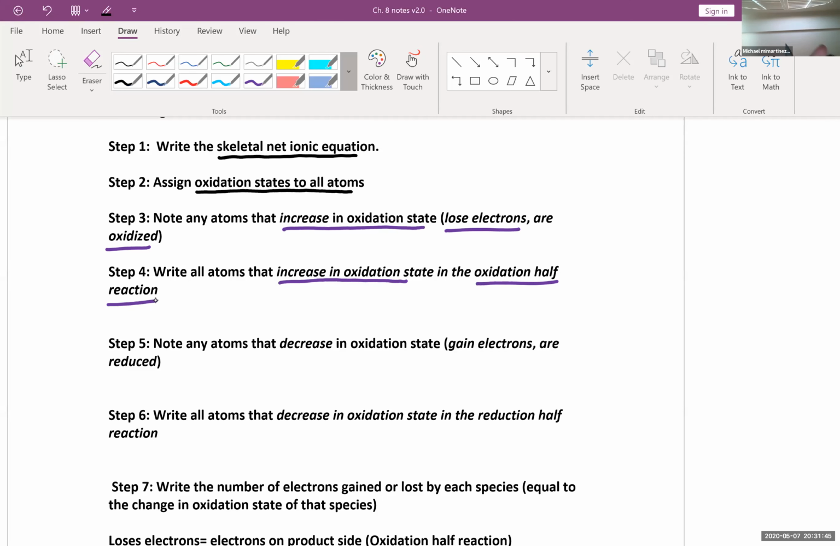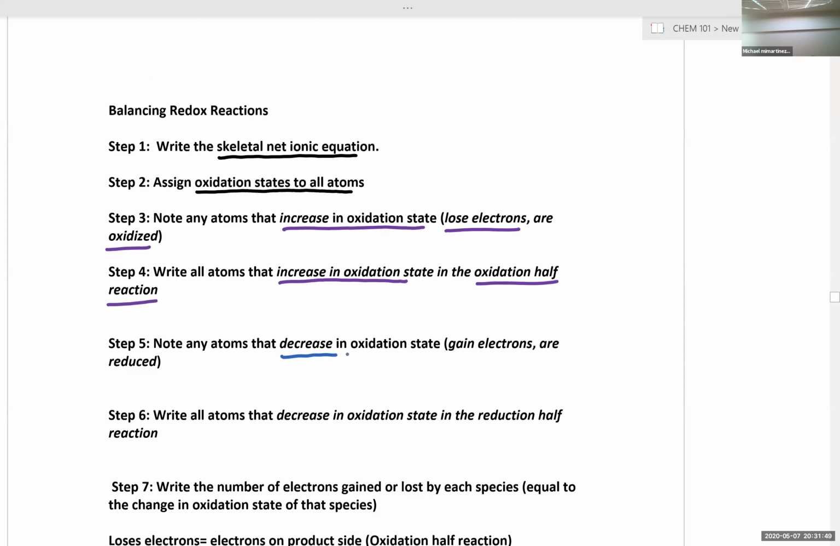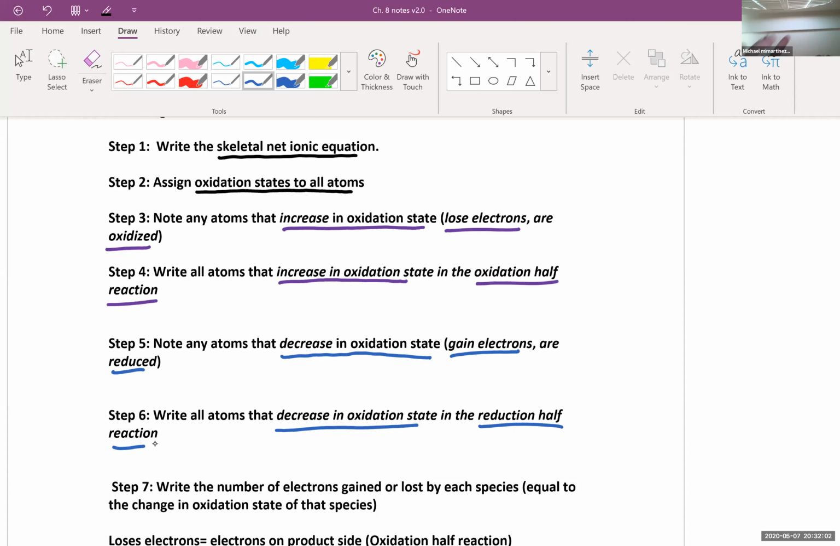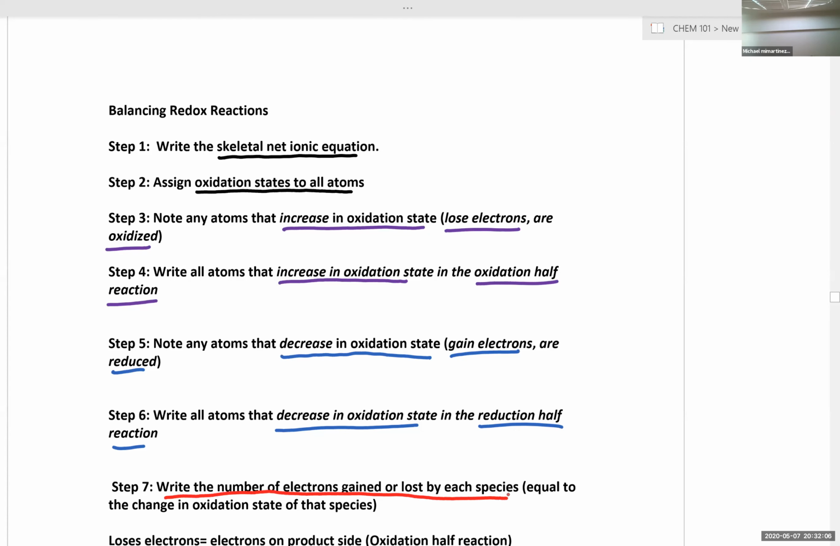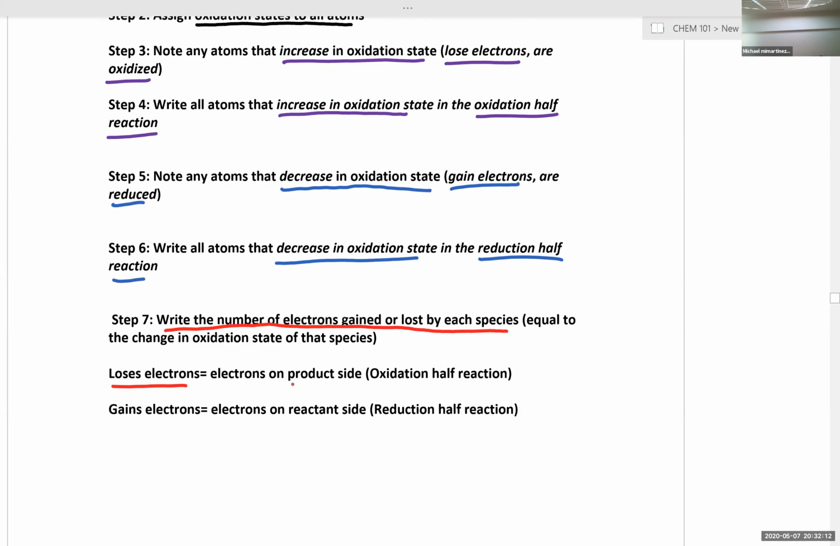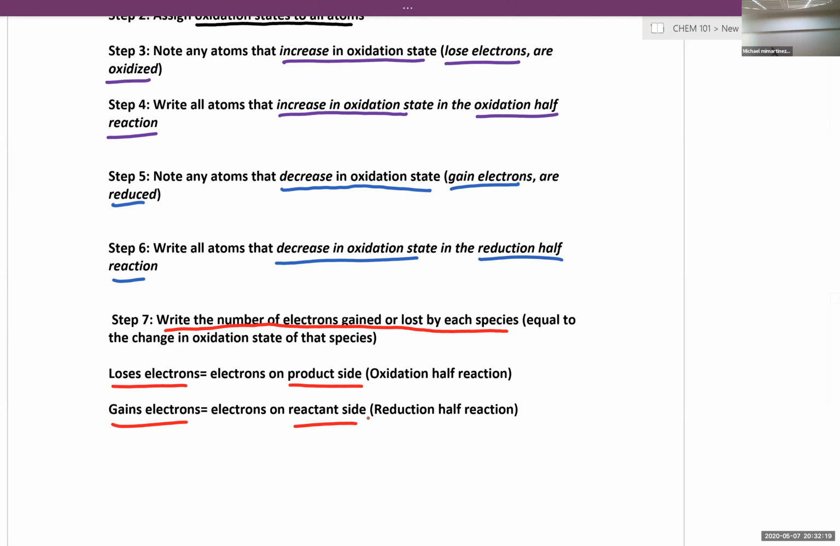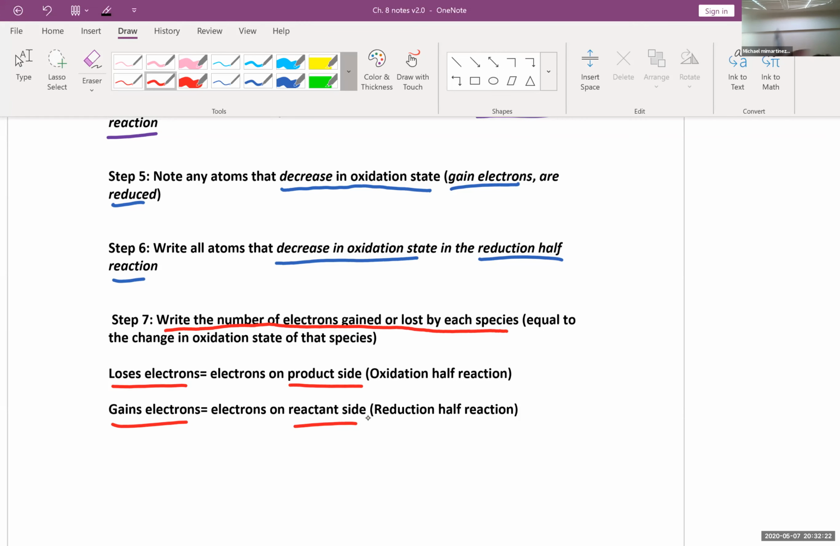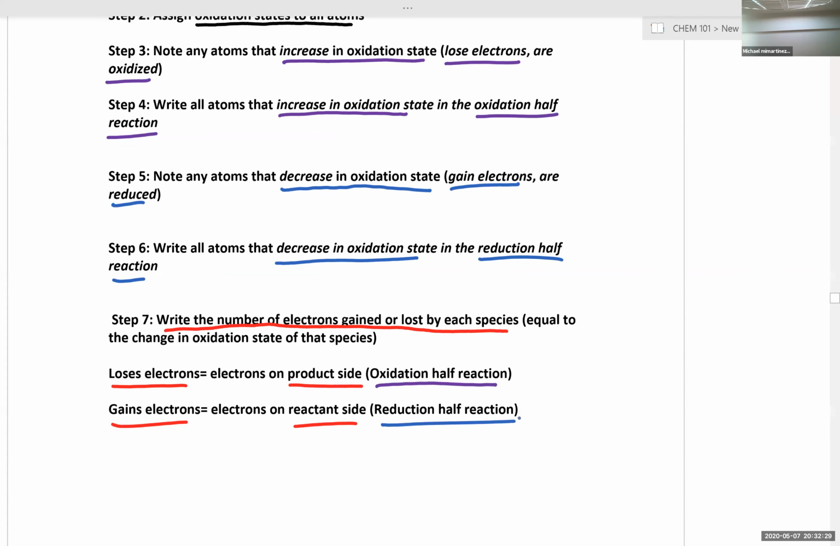Then, and I'm going to use a different pen color for this, we're going to note any atoms that decrease in oxidation state, gain electrons, are reduced. You write any atoms that decrease in oxidation state into the reduction half-reaction. Finally, we do some bookkeeping and we write the number of electrons gained or lost by each species. If we lose electrons, the electrons are on the product side. If we gain electrons, the electrons are on the reactant side. So electrons are on the product side in an oxidation reaction, and on the reactant side in a reduction half-reaction. Does this make sense so far?